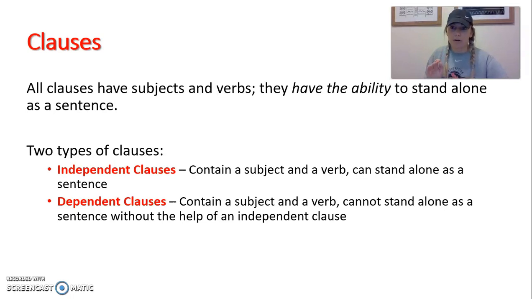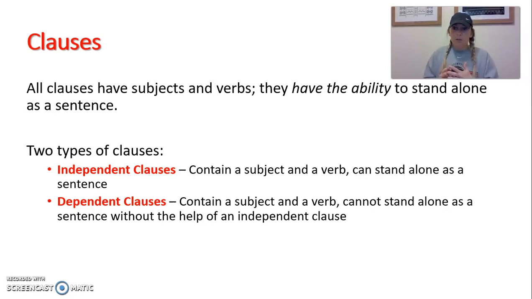all clauses, no matter whether they're independent or dependent, have subjects and verbs, okay? That's the difference between a clause and a phrase, right? Phrases add information to sentences. We talked about prepositional phrases last semester where we talked about the dog hid under the bed, okay? The dog hid is a complete sentence. Under the bed is a prepositional phrase, just adding information, telling where the dog was hiding, right? Clauses, however, always have subjects and verbs. So actually, the dog hid under the bed as an entire sentence is one independent clause. It has a subject and a verb. It can stand alone as a sentence, right?